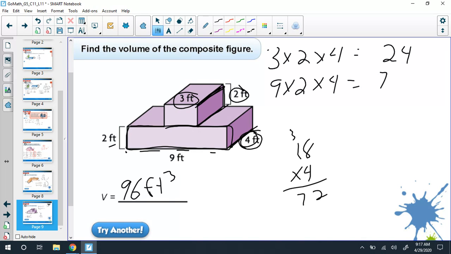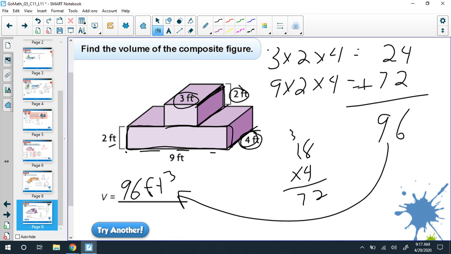So the volume of our upper prism is 24 cubic feet. The volume of our lower prism is 72 cubic feet. We add those together. 4 plus 2 is 6. 7 plus 2 is 9. And again, we get the same answer.